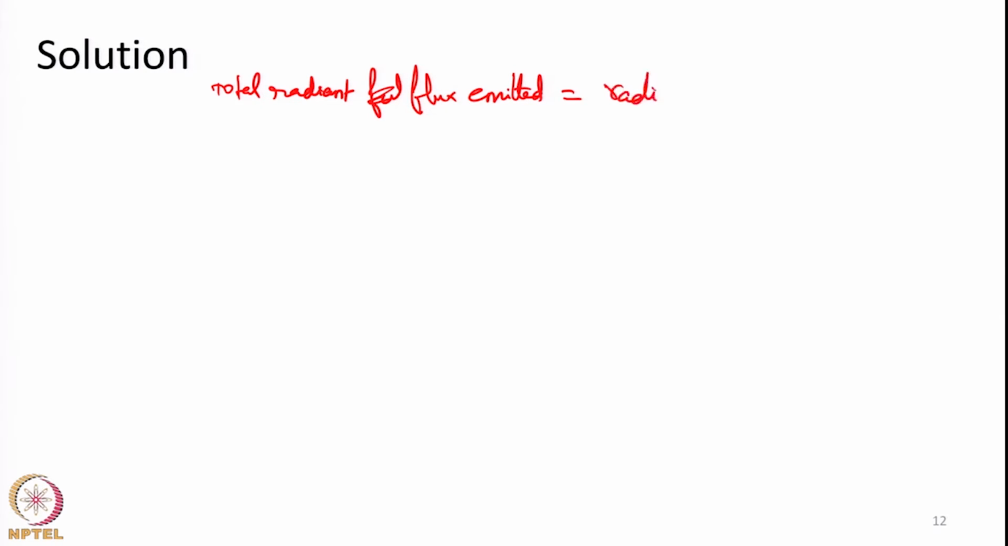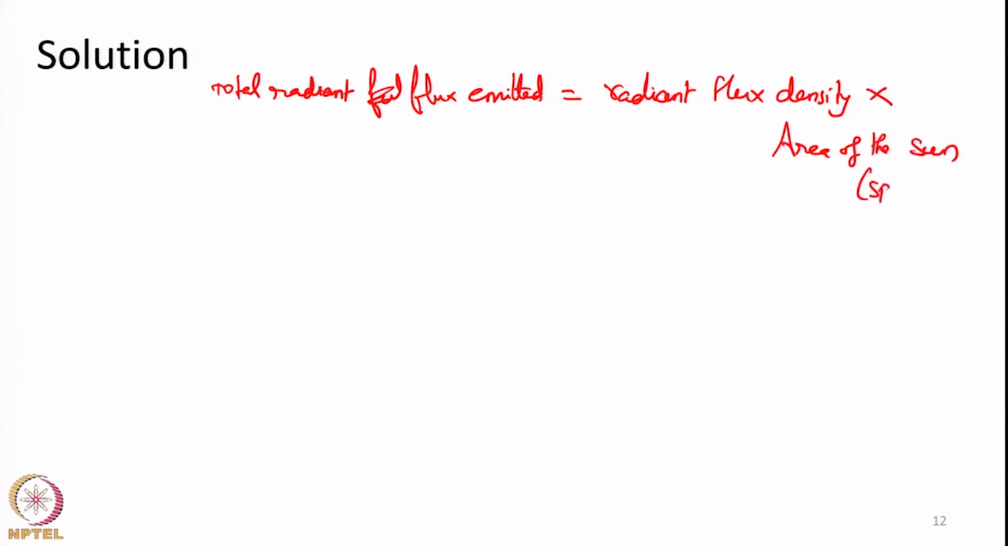The total power emitted by the sun is equal to, I use the correct technical term, the total radiant flux emitted by the sun is equal to the radiant flux density multiplied by the area of the sun.